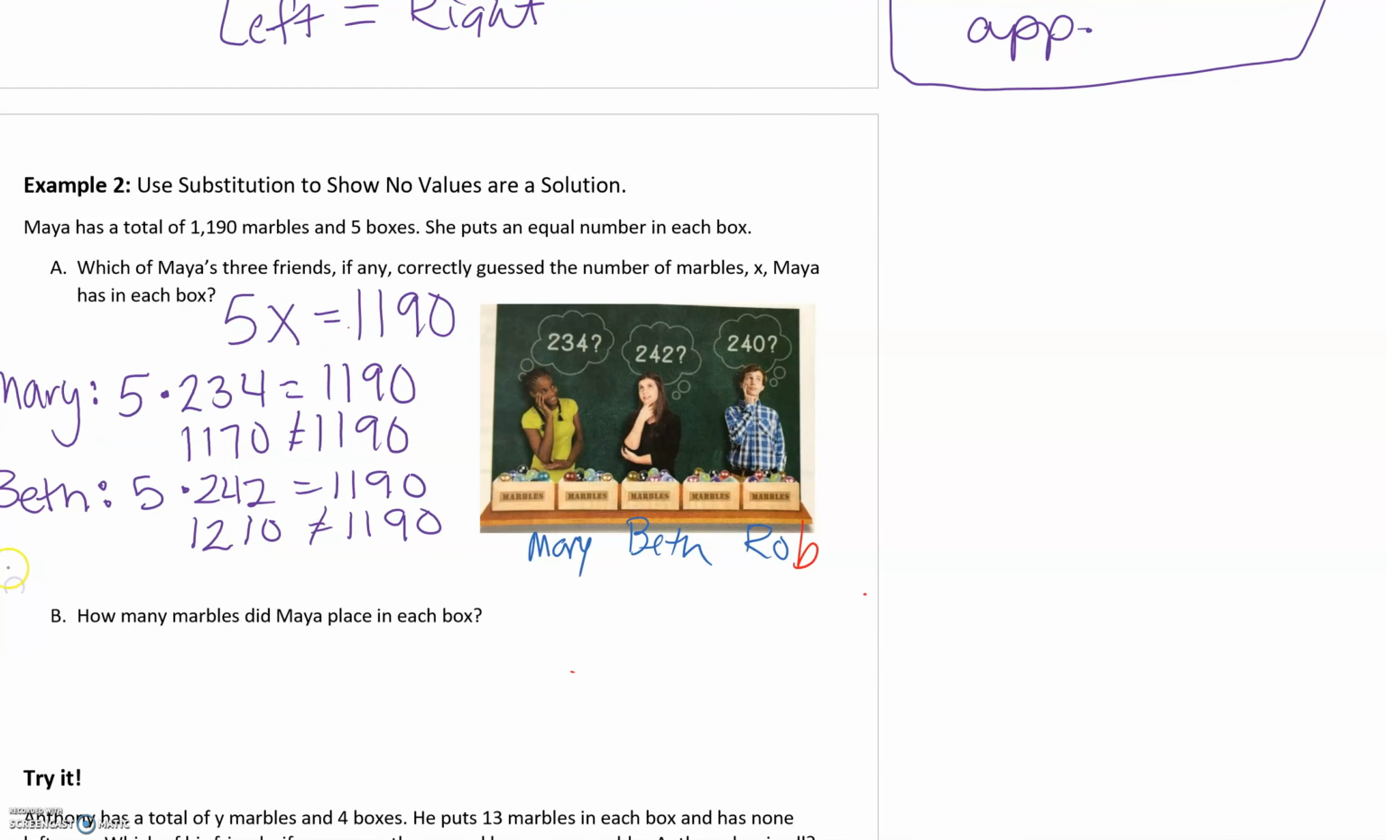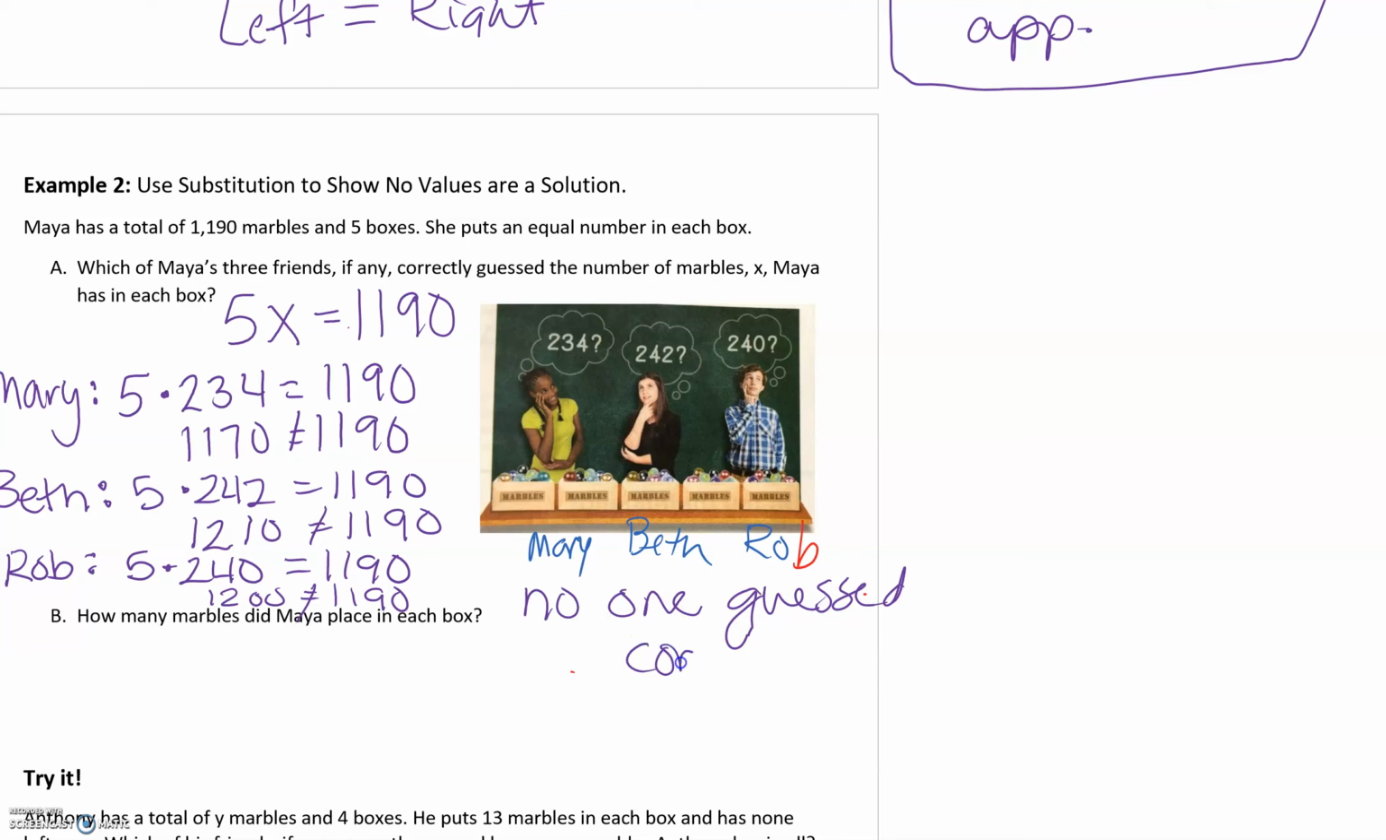So then lastly, let's look at Rob. Okay, so Rob here, we have 5 times 240. Okay, so 5 times 240, we get 1,200. Close, but still not correct. So no one guessed correctly. All right, so now we want to figure out how many marbles Maya did place in each box.